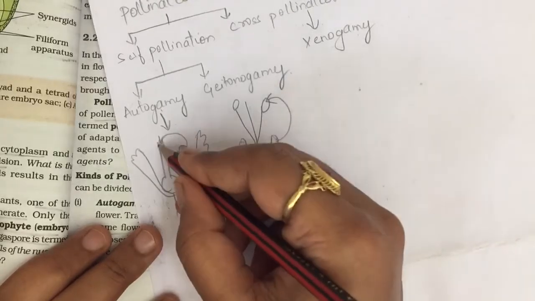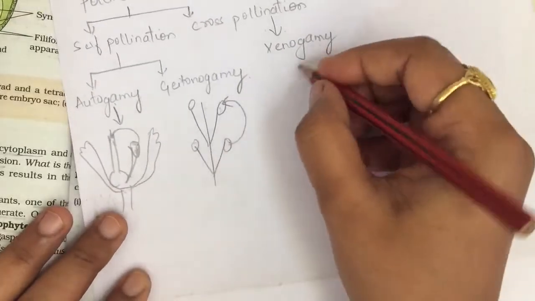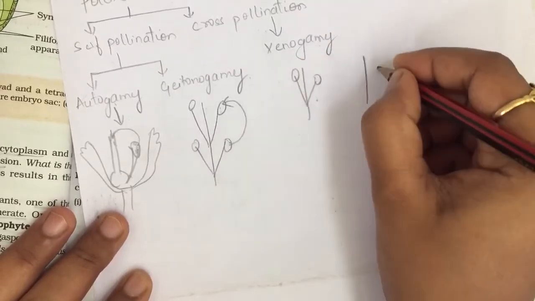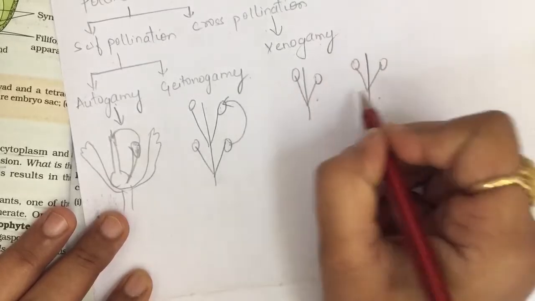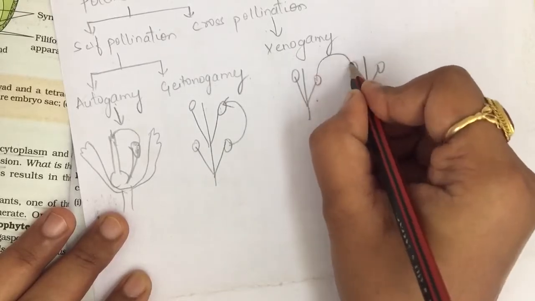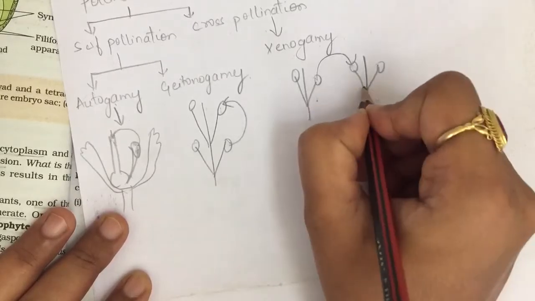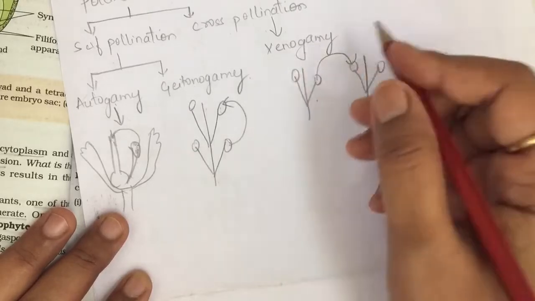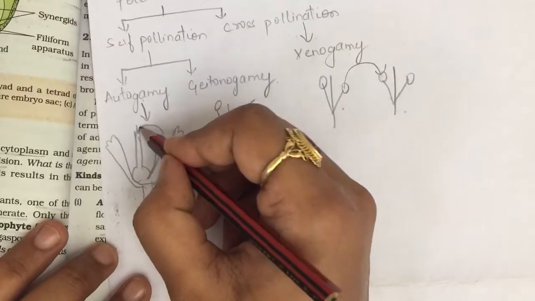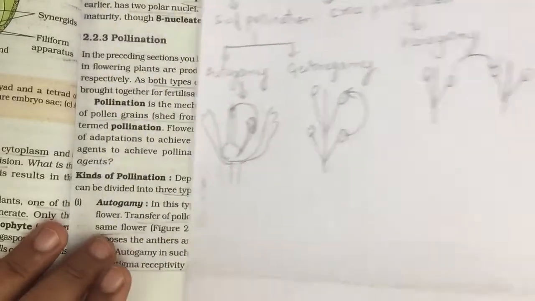Autogamy is in the same flower, geitonogamy is between two different flowers of the same plant. And in xenogamy, cross-pollination, it is between two different plants. This is one plant, this is another plant, and we have shown the flowers. Transfer of pollen grains from the anther to the stigma of another plant, where two different plants are involved, we call cross-pollination or xenogamy. Two different flowers in the same plant, geitonogamy. Transfer within the same flower, autogamy. Hope you understood this. Now I shall explain this in your textbook.